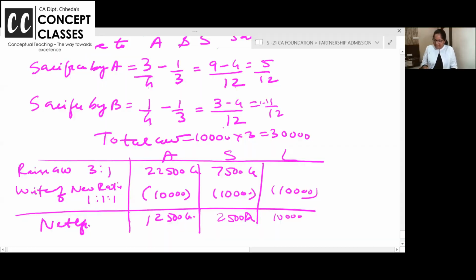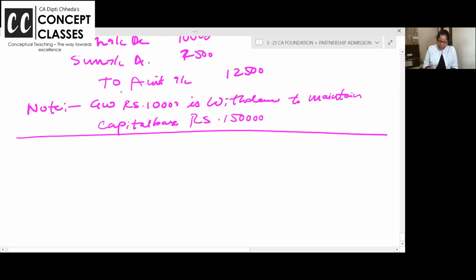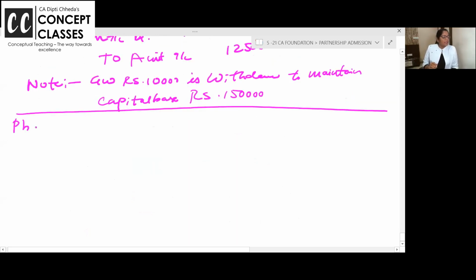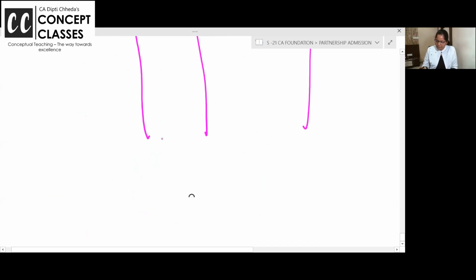For now we will only make the accounts; journal entries I'll make you write in one or two problems. Let there be a little more practice. Can we go a little fast in the formatting and the revaluation account and all? Revaluation account. Partners capital account.